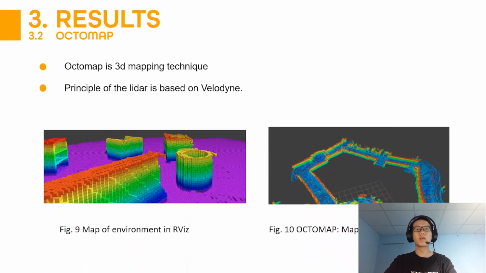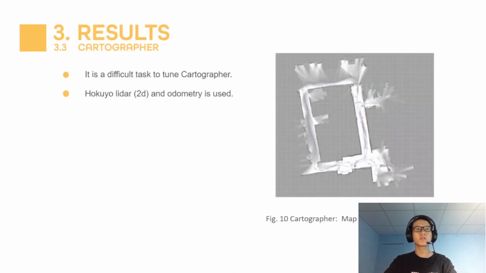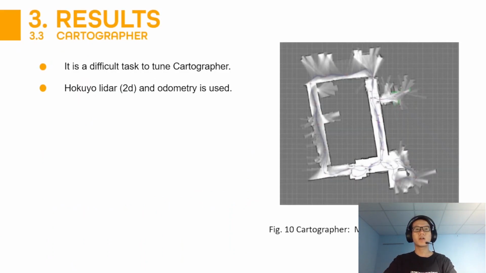AutoMap is a 3D mapping technique, and the working principle of lidar is based on melody. Figure 9 represents the map obtained from simulation in the office. Figure 10 shows a physical representation of the world using AutoMap in the office. For Cartographer, figure 10 represents the map created using Cartographer. It is difficult to tune. We have to feed lidar and odometry for the algorithm to produce a map.